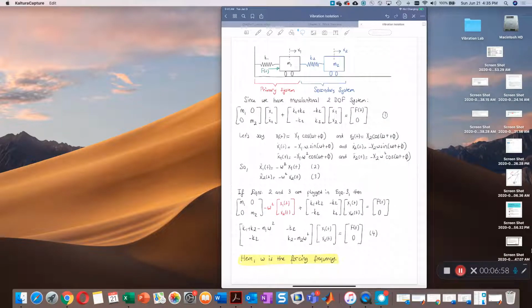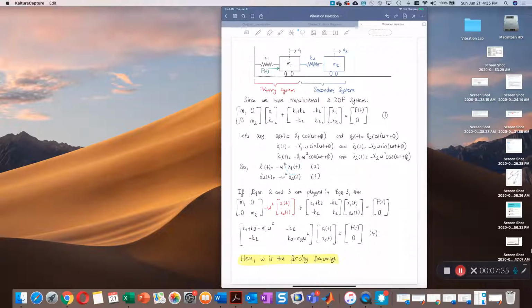Let's say the position of the first cart is x1, which is the amplitude of oscillations, multiplied by cosine omega t plus phi, and the position of the second cart is equal to another amplitude multiplied by cosine omega t plus phi. If you take the first and the second derivative of both x1 and x2, you will get these equations 2 and 3, which means acceleration and position of the carts are directly proportional. So we just found a linear relation between acceleration and position in the frequency domain.